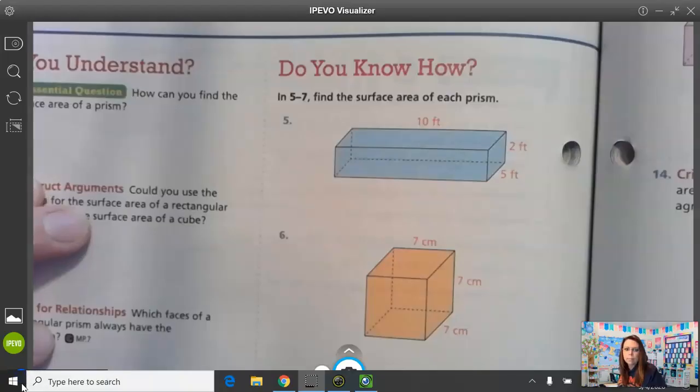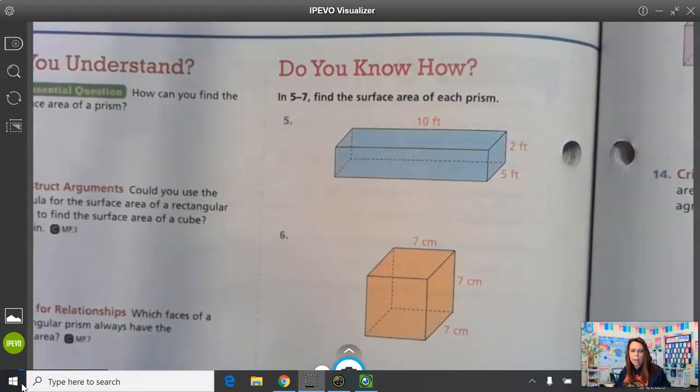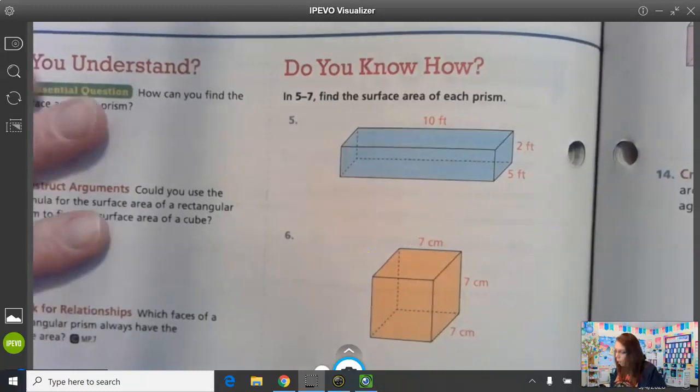All right, I would like you guys to get out your workbook. We're going to do just a little bit more practice, and then I'm going to have you do a couple practice problems on your own, and that will be it for surface area this week. Okay, I would like you guys to go to page 426 in your workbook, and we're going to do just a couple of practice problems. So again, I'm on page 426. Hit pause if you need to get your workbook.